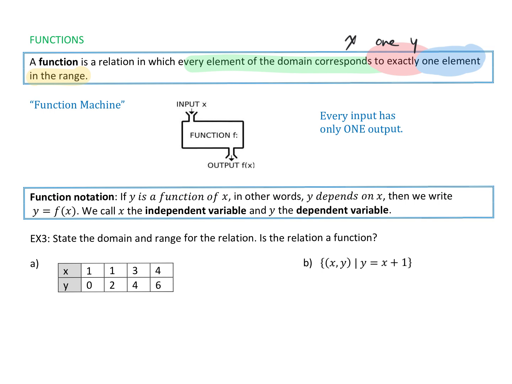So let's take a look at the function machine. This is just a generic example. Your input are your x values. You'll input it into the function machine, and then the output value would be my y value. So every input will only have one output. If we input something into the function machine, the output should be very unique to that x value.